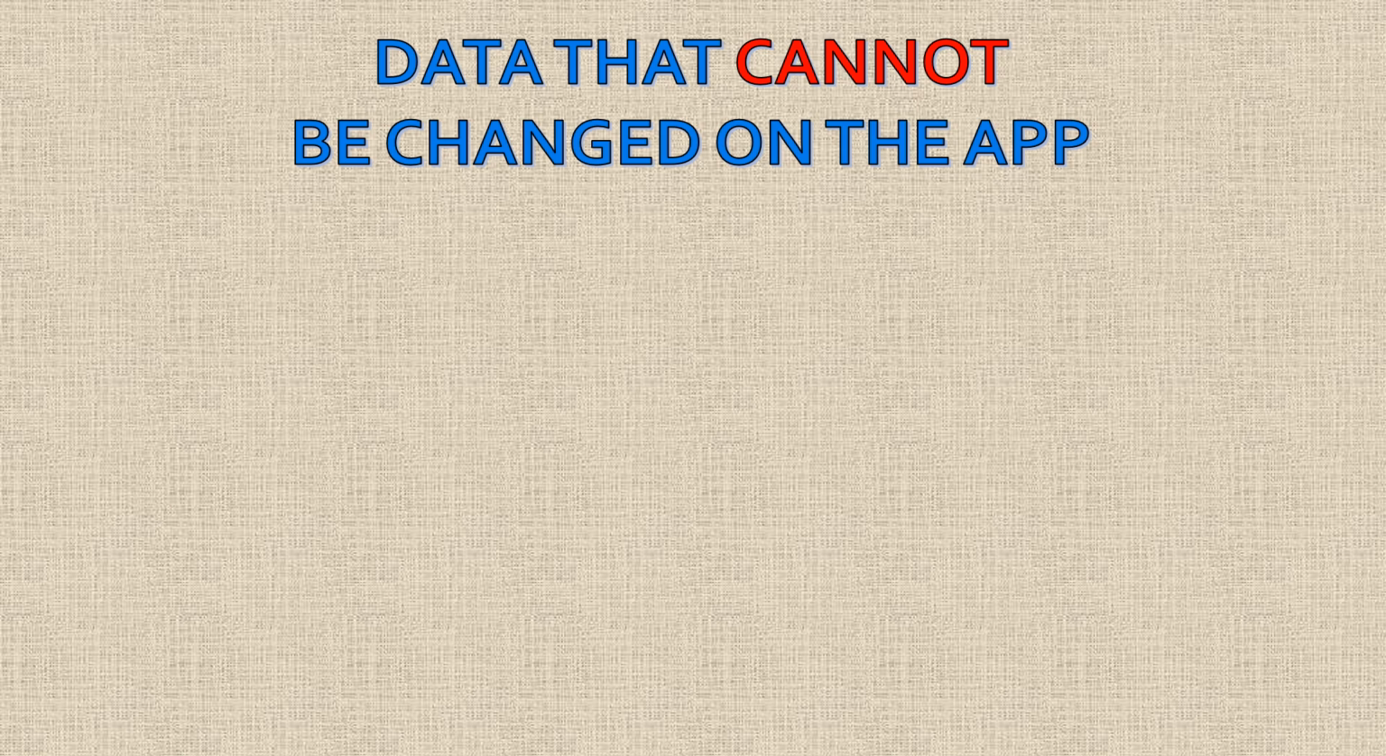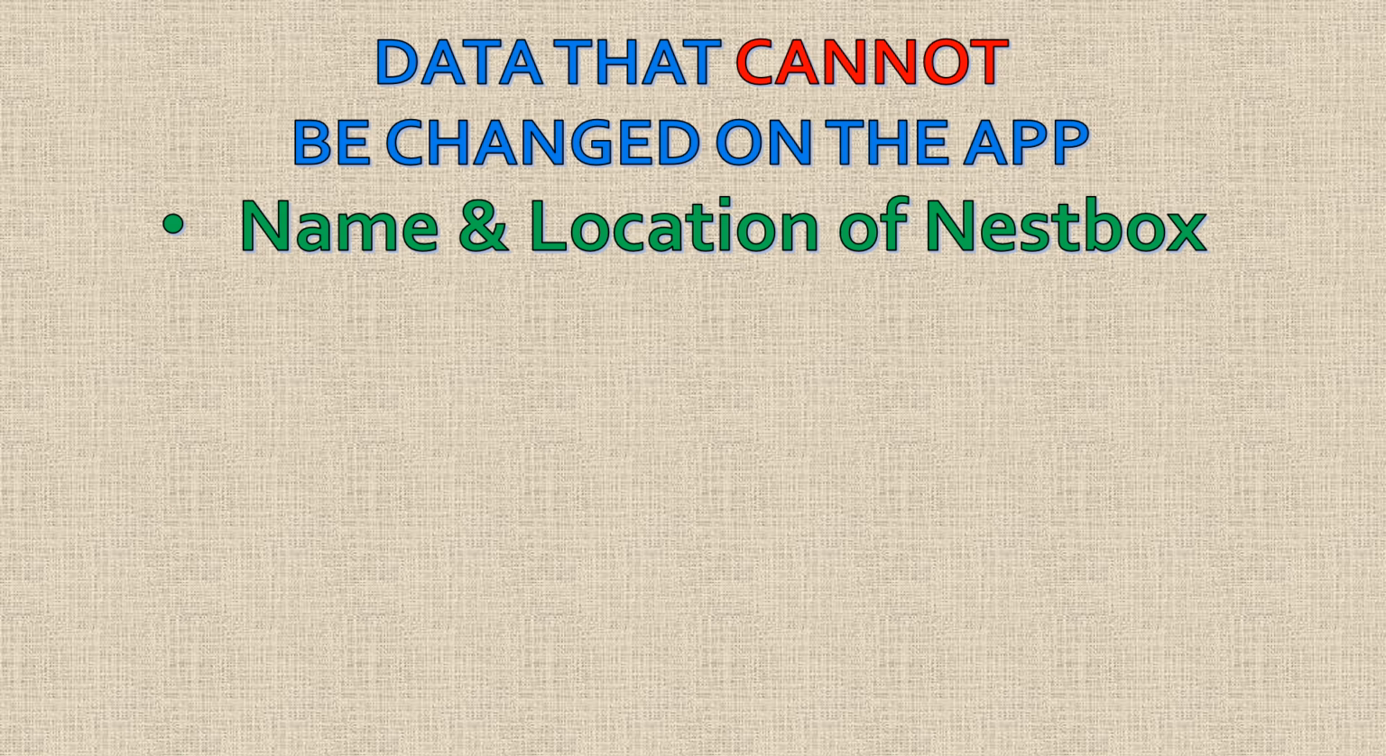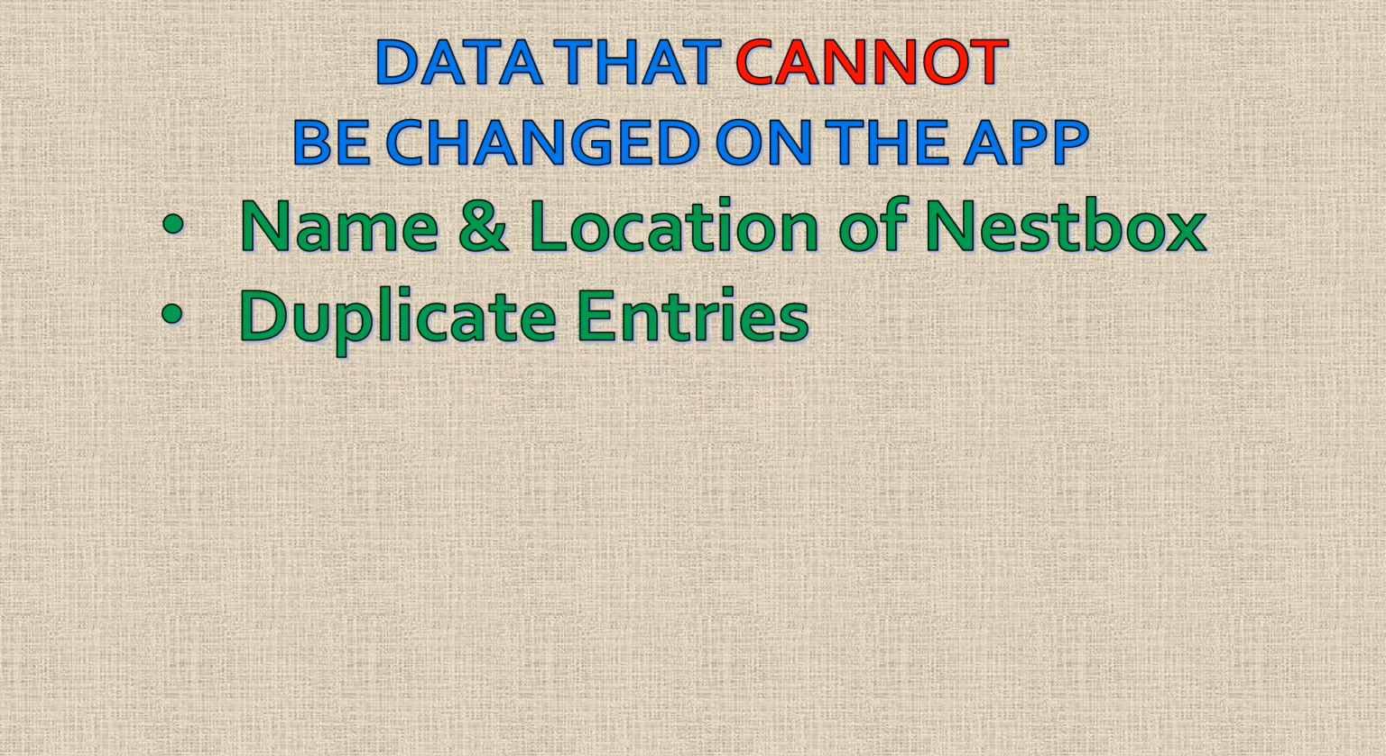Data that cannot be changed on the app but must be done online: the name and location of the nest box. Duplicate entries. This sometimes happens if monitors are clicking Submit repeatedly after each page while answering the questions in the app, rather than scrolling to the end to click Submit, or if someone has not signed out and back into the app to update the data when starting a new monitoring session.